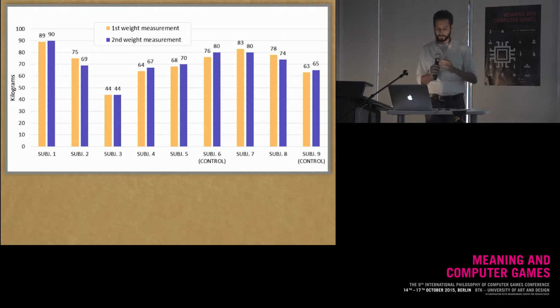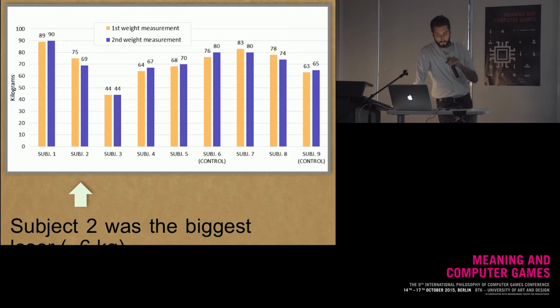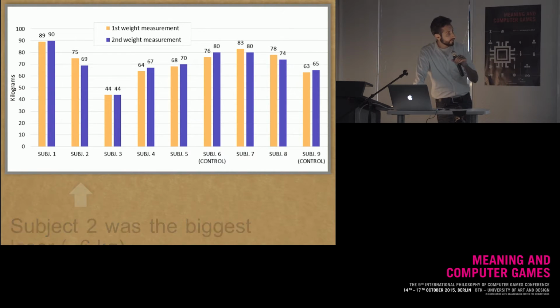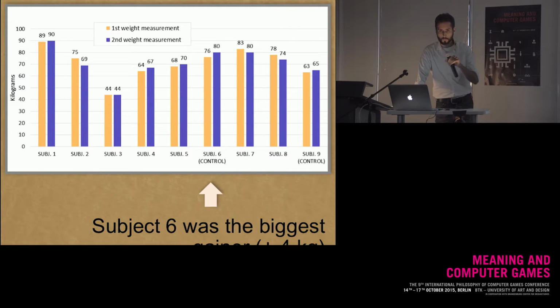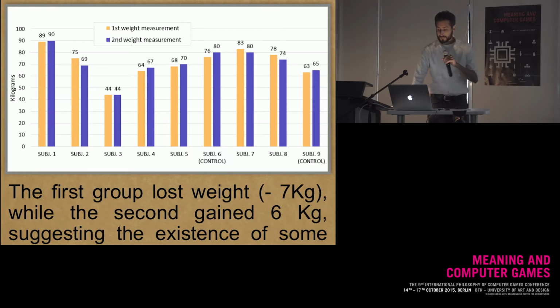And I also have a lot of protection against that in my paper because I don't know if I can trust it. However, these are the 2 people who decided not to take it, and you see that in both cases, they grew their weight, right? They both gained weight. The biggest loser was this guy with 6 kilograms lost, and the biggest gainer was again subject 6, who probably had a hard time during that year with me, and he gained 4 kilograms. So in general, we can tell that the first group, the ones who designed video games, lost 7 kilograms altogether as a class, whereas the second group gained 6 kilograms.